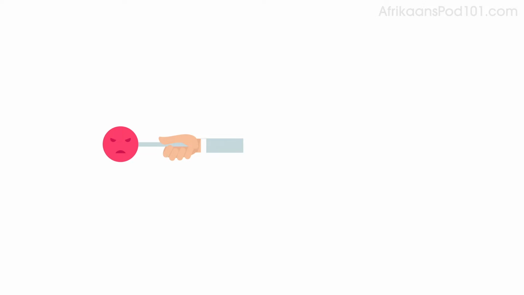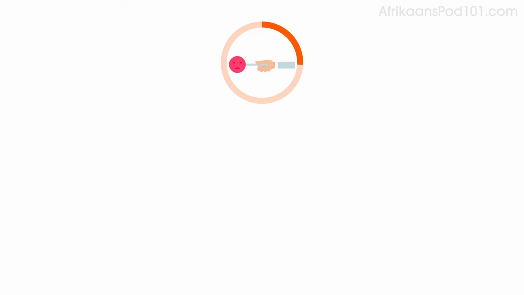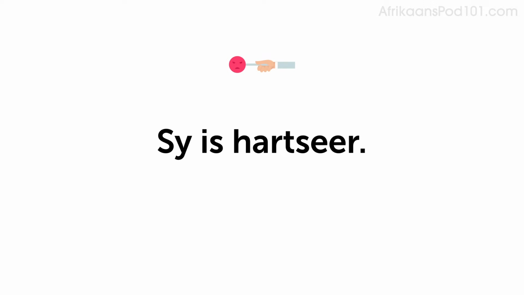Now imagine she's sad. Do you remember how to say sad? Hartseer. Say, "She's sad." Sy is hartseer. Now, answer the question saying she's sad. Hoe is jou ma? Sy is hartseer.